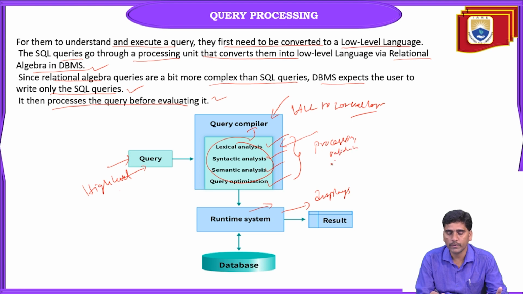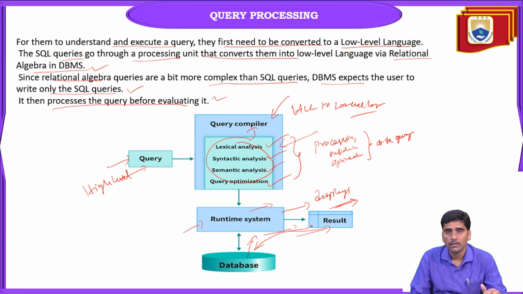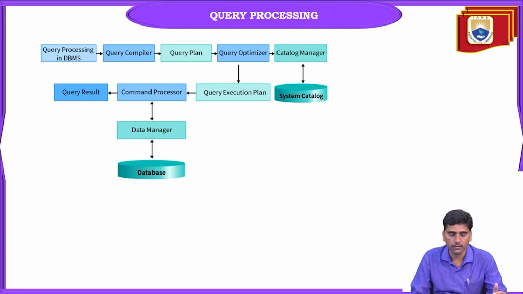This whole process is called processing, validating, and optimization of the query. So all of this that the compiler is doing is called query processing. After query processing, the query goes to the second phase, that is the runtime phase. Now the query is evaluated and the result is displayed here. This is also stored in the DBMS database. So this is the way the query is processed here.